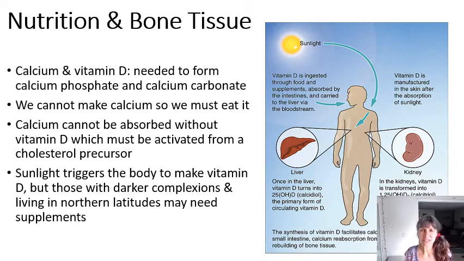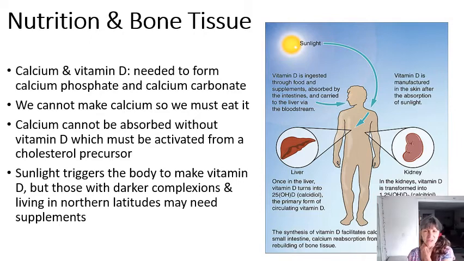And once vitamin D gets to the liver, it turns into a hormone called calcidiol, which is the primary form of vitamin D circulating in our bloodstream. Then from the liver to the kidneys, in the kidneys, the vitamin D, the calcidiol, will be further transformed into calcitriol.